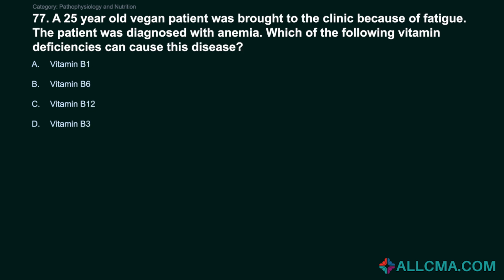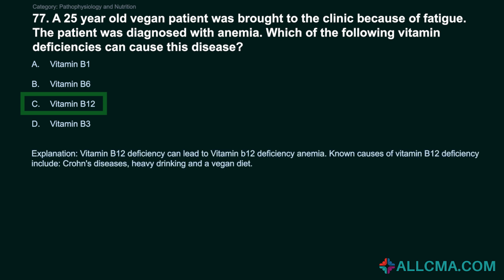77. A 25-year-old vegan patient was brought to the clinic because of fatigue. The patient was diagnosed with anemia. Which of the following vitamin deficiencies can cause this disease? A. Vitamin B1. B. Vitamin B6. C. Vitamin B12. D. Vitamin B3. Correct answer: C. Vitamin B12. Vitamin B12 deficiency can lead to vitamin B12 deficiency anemia. Known causes of vitamin B12 deficiency include Crohn's disease, heavy drinking, and a vegan diet.